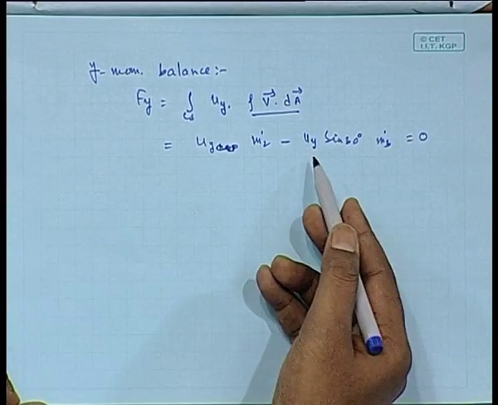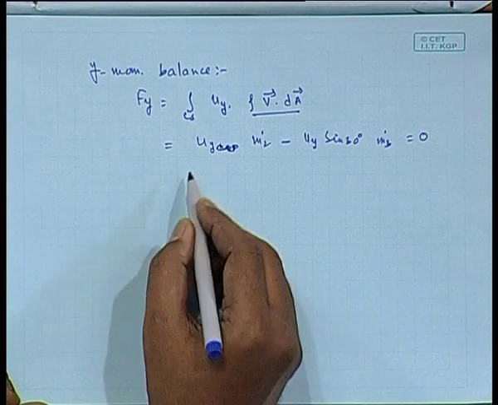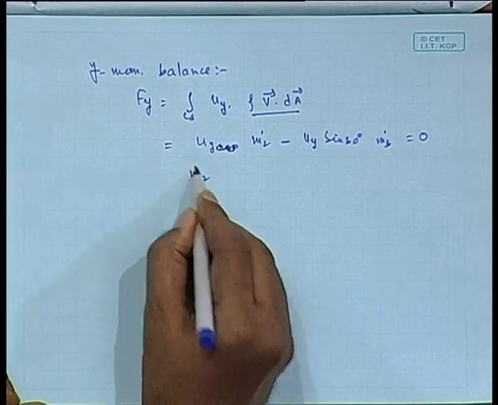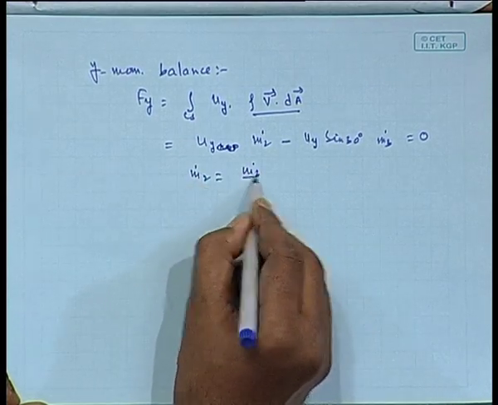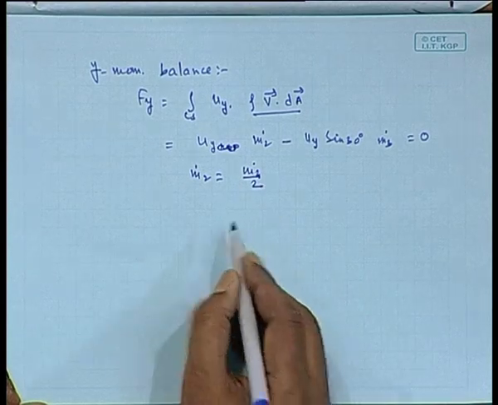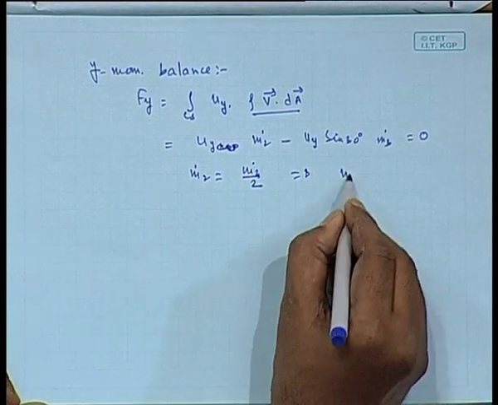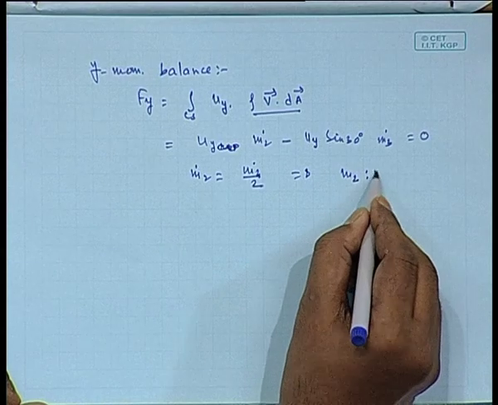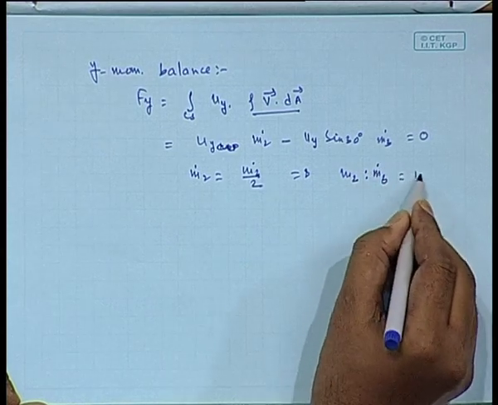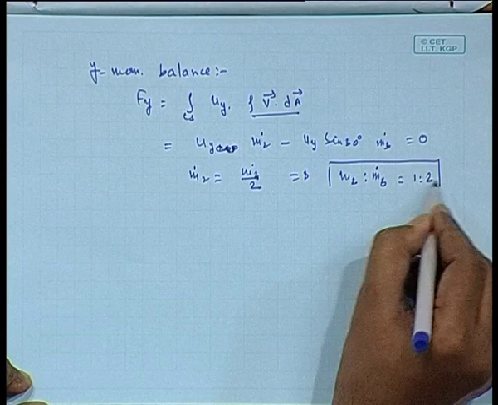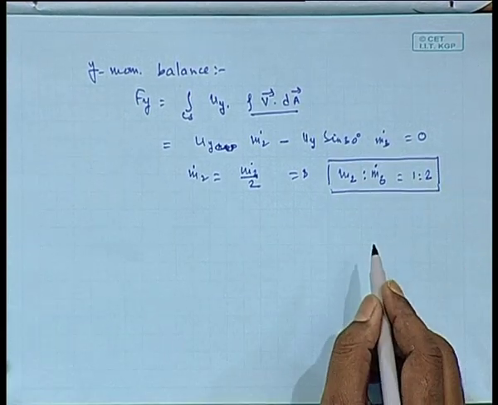So, whatever the value of uy, it will get cancelled. So, you will get M2 dot is nothing but M3 dot by 2. So, the ratio is nothing but 1:2.